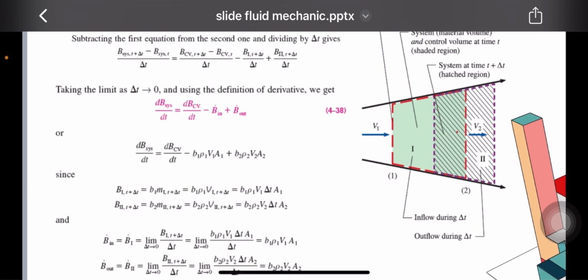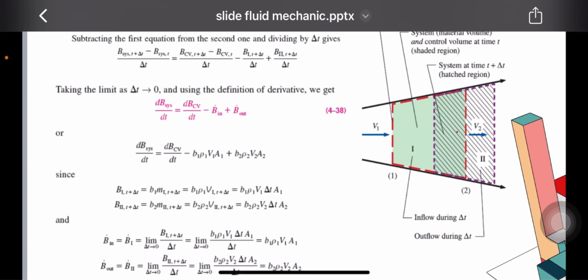First, we know that B represents extensive properties such as mass, energy, or momentum, which depend on the size of the system. Small b, equal to B over m, represents an intensive property, which is independent of the system size, like temperature or density. At time t, the system and control volume perfectly overlap. This means that the properties of the system and the control volume are the same.